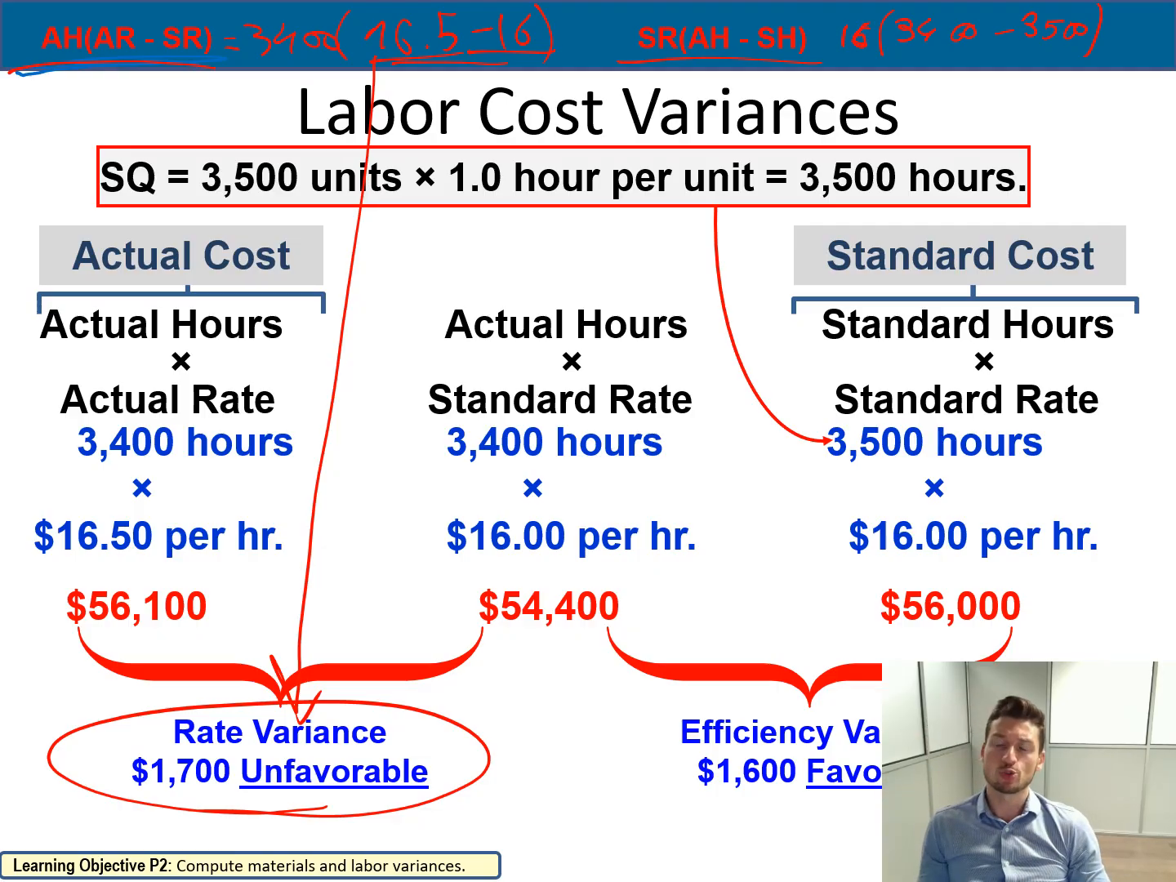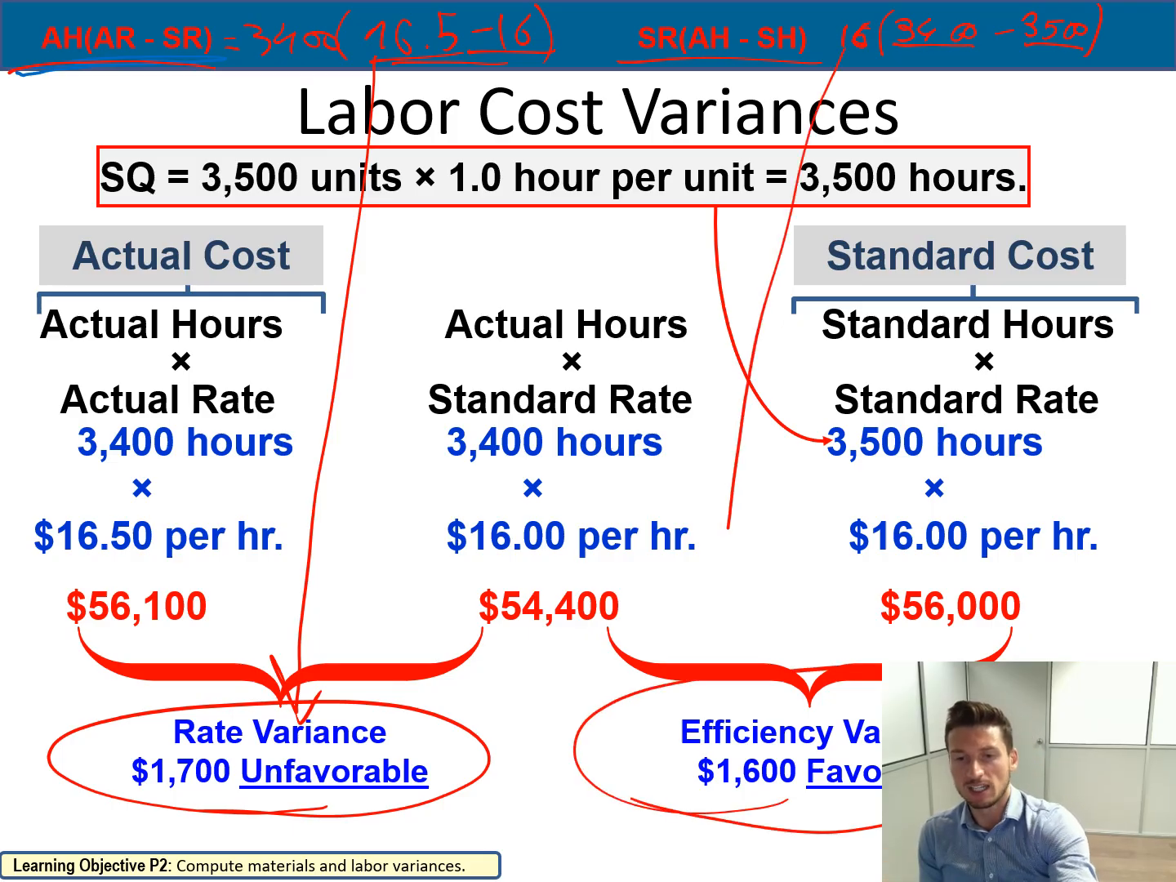I was supposed to have labor which is going to work 3,500 hours because it's the standard hours, but I actually worked 3,400 hours, so 100 hours less. Of course, it's going to be 100 times 16, which is going to be 1,600 efficiency, and it's going to be favorable variance.